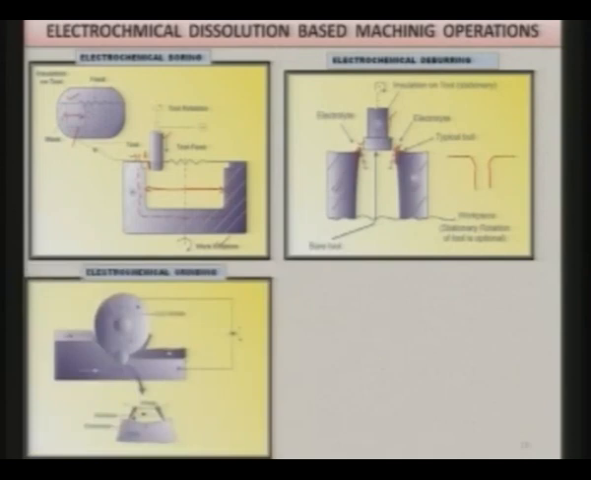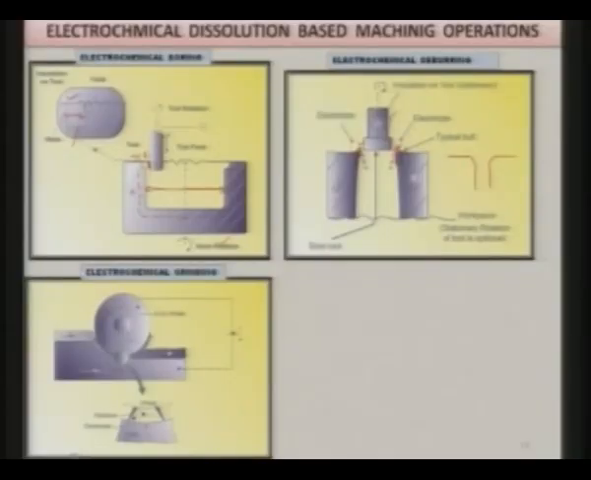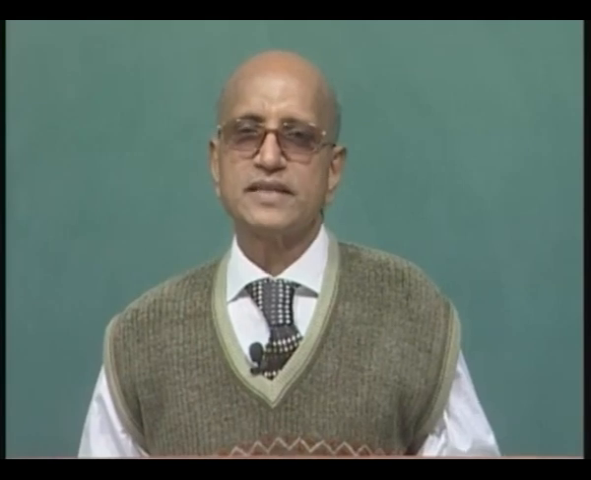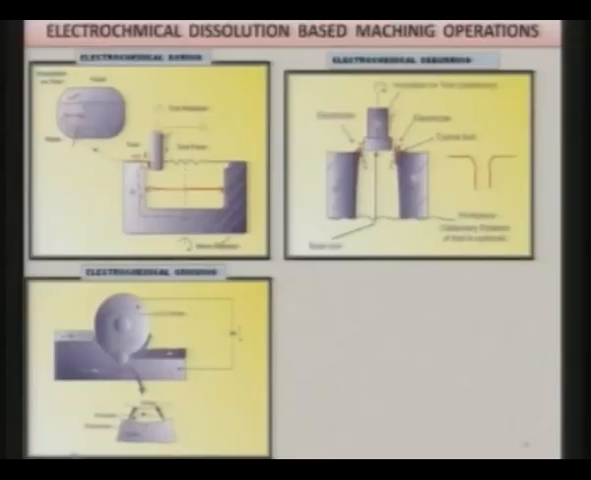Now, here is another one, electrochemical grinding. Let us see another very important operation, that is electrochemical grinding. In this electrochemical grinding process, as I mentioned a few minutes back, we are using two processes, grinding plus electrochemical machining. As you can see here, three zones are shown, zone 1, zone 2 and zone 3.